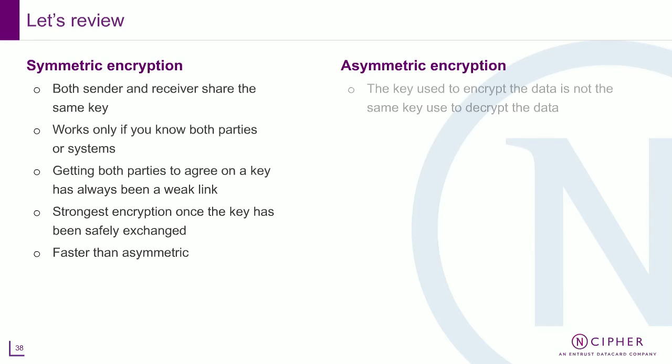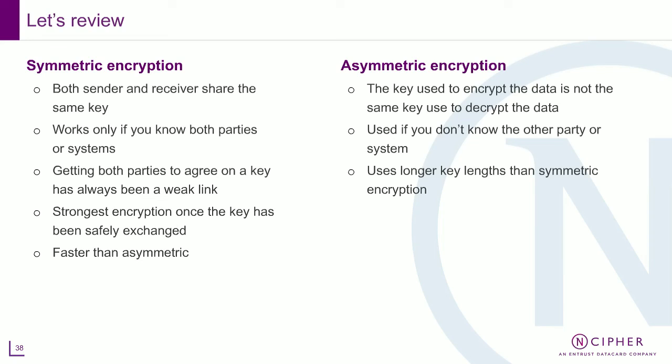And then we have asymmetric encryption. In asymmetric encryption, the key used to encrypt the data is not the same key used to decrypt the data. It works well if you don't know the other person or party. And it uses a stronger key length than symmetric encryption to maintain the same security footing. And it is slower than symmetric encryption. There have been books written about this topic and the comparisons between the two. And this, for the most part, is all you need to know about symmetric and asymmetric encryption.